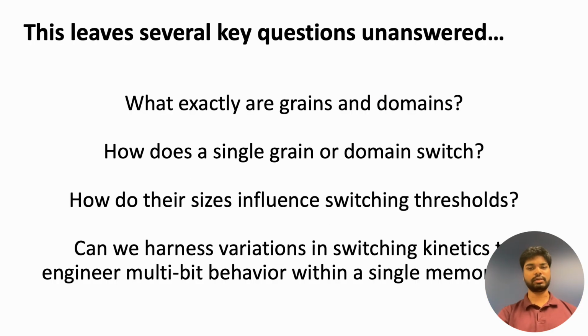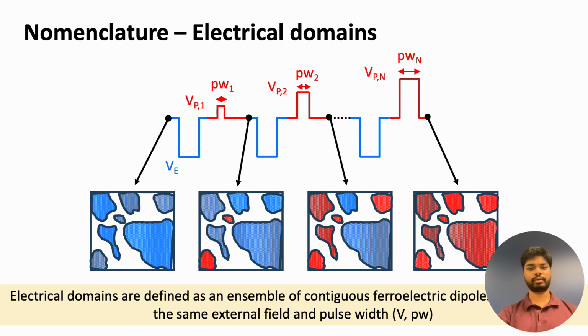This leaves several foundational questions unanswered. What are the grains and what are electrical domains? How does a single domain switch? How do domain size and geometry influence coercive fields and switching speed? And critically, can variations in nanoscale switching kinetics be harnessed for multibit operation? Answering these questions requires spatially resolved measurements of polarization switching at the atomic scale. This is exactly what STEM-EBIC enables us to do.